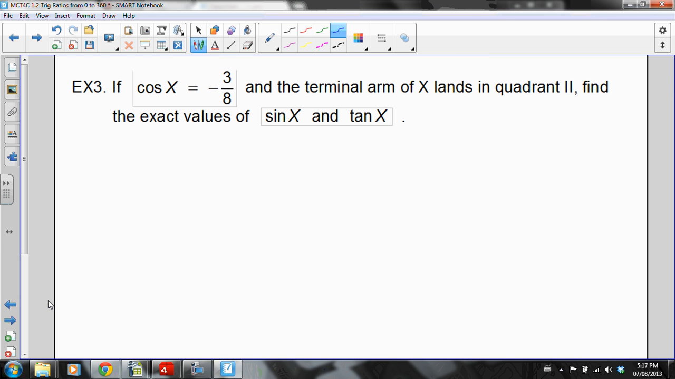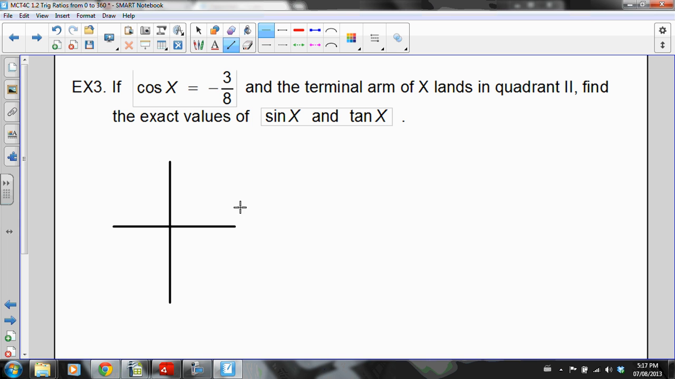Next. If cos x equals -3/8 and the terminal arm of x lands in quadrant 2, find the exact values of the other two. Well, this sounds very similar to the one we just did, but let's draw a diagram. So we know it's in quadrant 2, so it's over here, which makes sense. Cosine is negative there, isn't it? Remember the CAST rule. The cosine is going to be negative in this quadrant, but it could be in this quadrant too, but it said quadrant 2, so we'll draw that there.